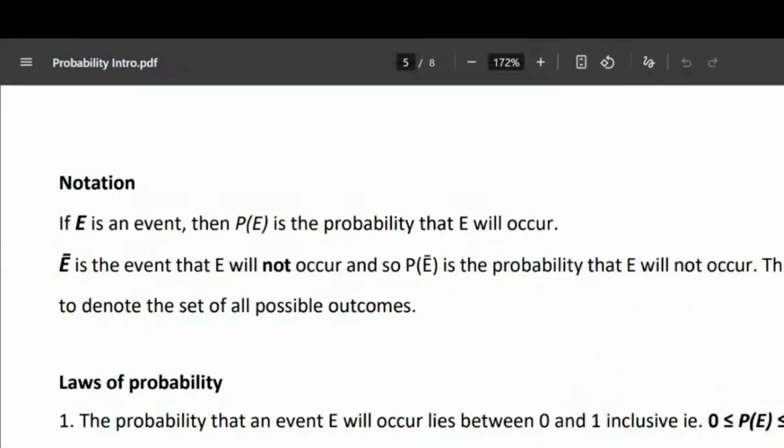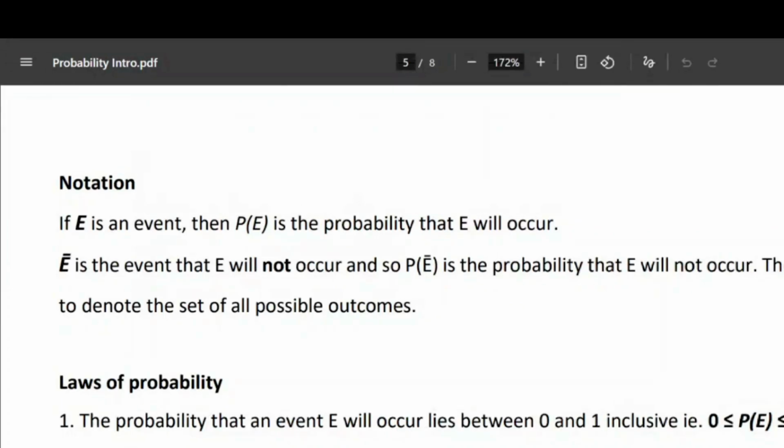In notation, if E is an event, then the probability of E is written P into bracket E. And that means the probability that E will occur. And so the opposite is the probability that E will not occur.